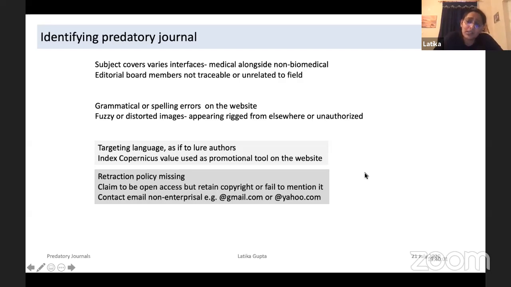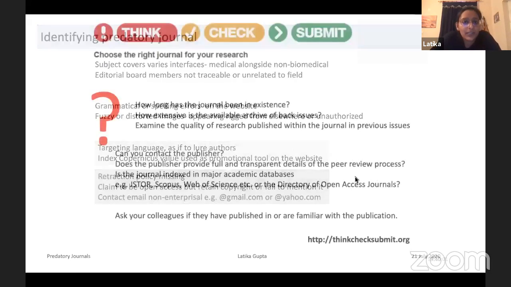Often the retraction policy is missing. So retraction is very important, and only a good journal would have a retraction policy. If not, it may be a predatory journal. Besides, they may claim to be open access, but may retain copyright or fail to mention it. And then the email, which we talked about a few minutes ago.